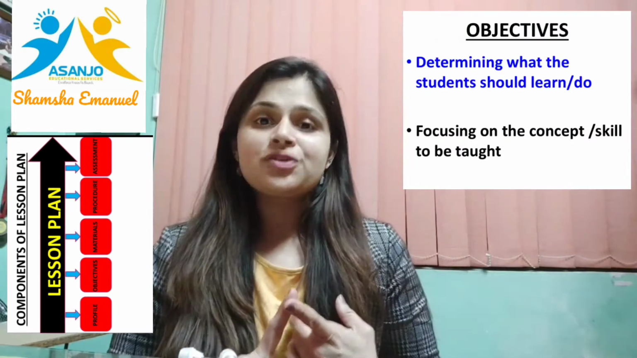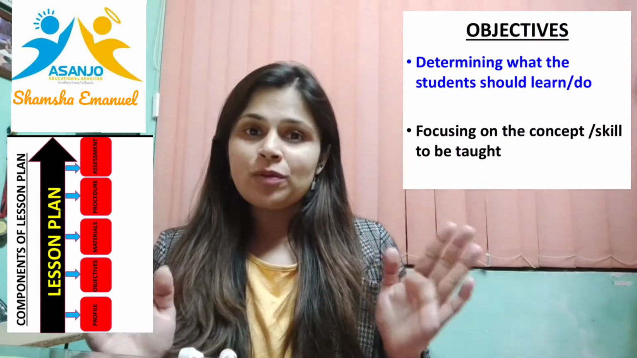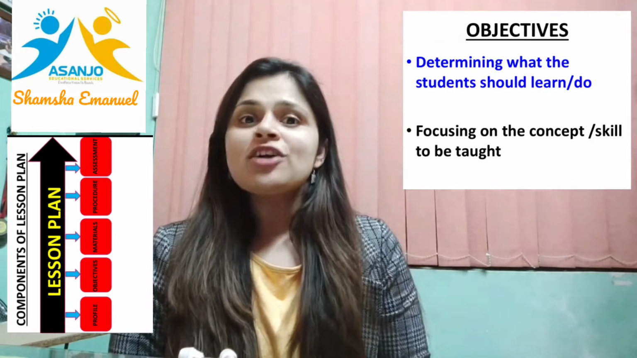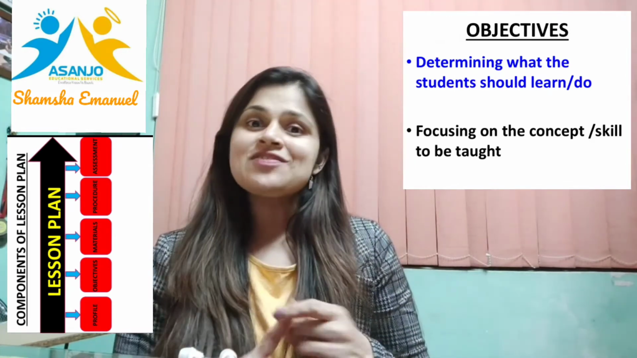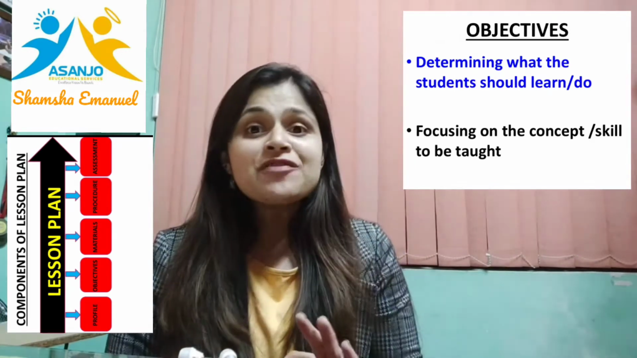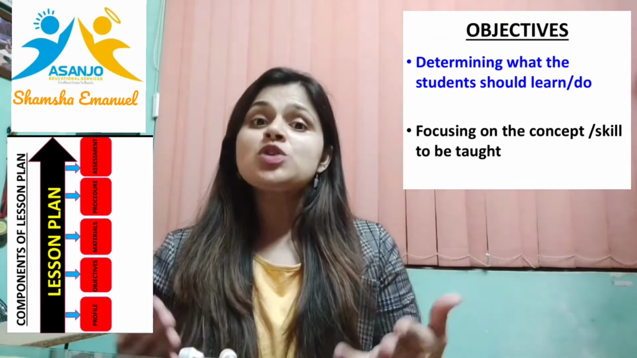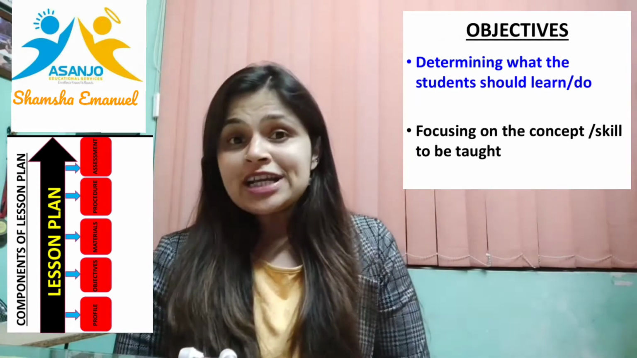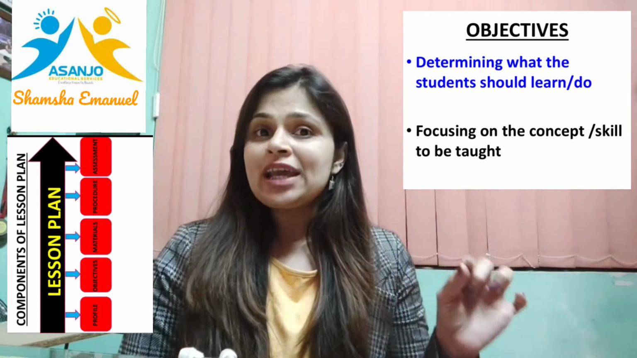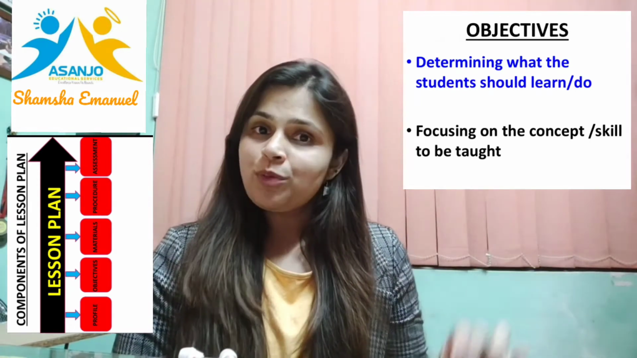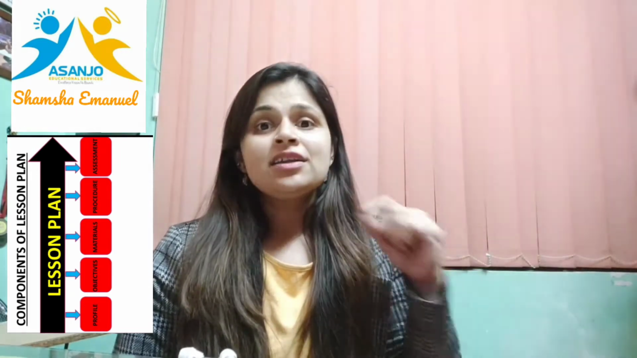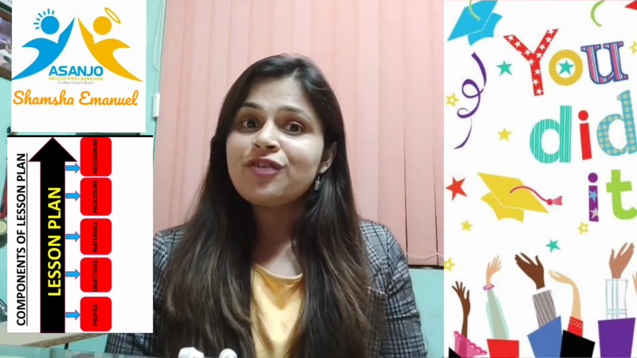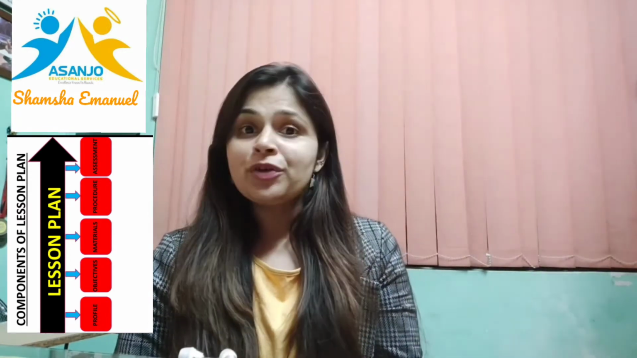The first component of the lesson plan is the objectives. Objectives are of two types, specific objectives and general objectives. Specific objectives tell us what we want to achieve in the near future, that is, in your classroom. For example, the students will be able to write the points. The students will be able to read a sentence. The students will be able to identify the adjectives or solve some numerical sums.